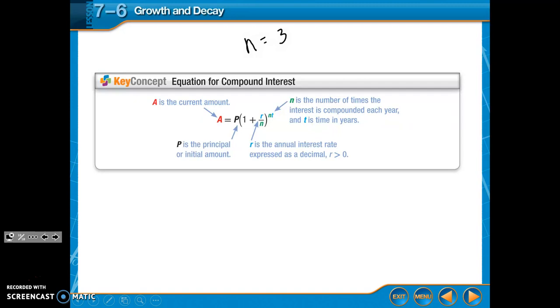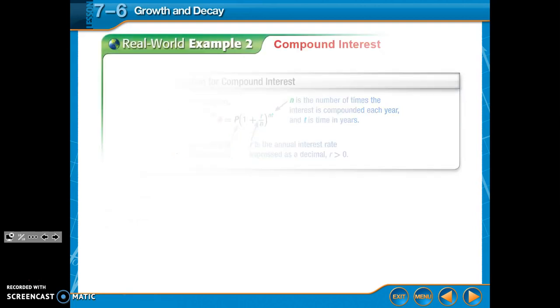So if you say monthly, then you would say, okay, monthly would be 12 times in 1 year. If they say weekly, then we know that there's 52 weeks in a year, so N is going to be 52. So just pay attention to what they're saying and then think of what that N would be.